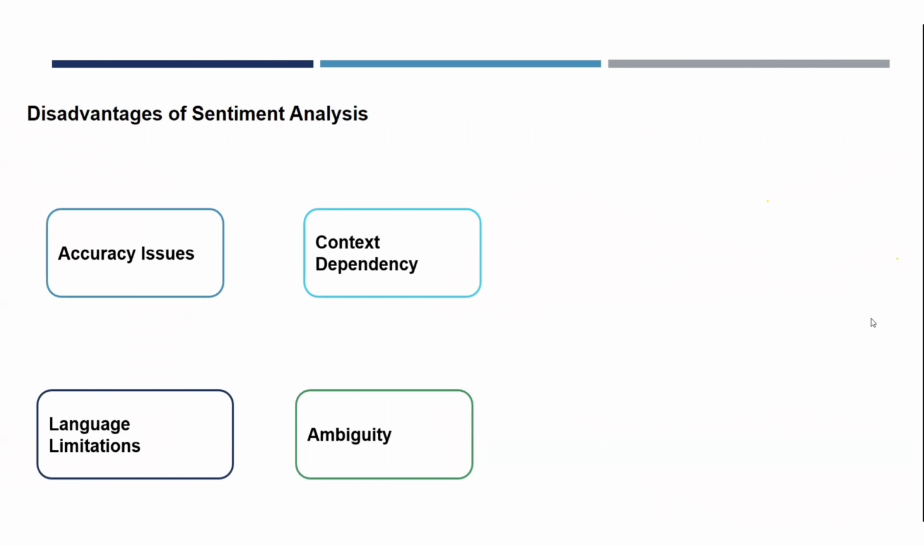After that, data quality. The biggest disadvantage is data quality. Poor quality or biased data can lead to inaccurate results. It won't give accurate results. So these are the advantages and disadvantages.